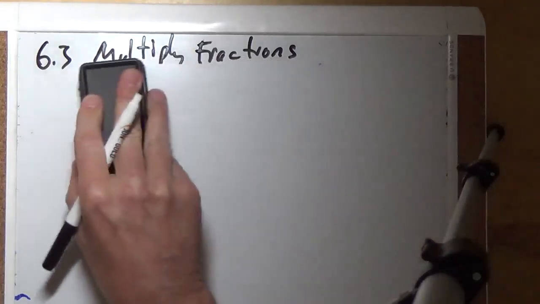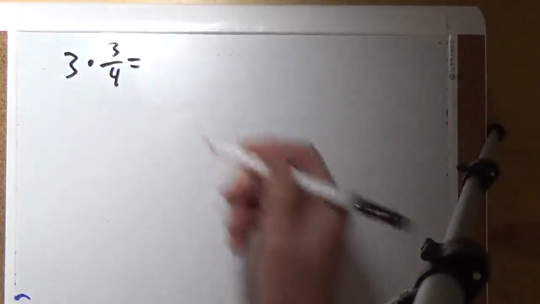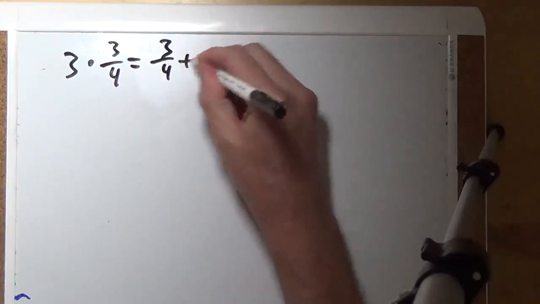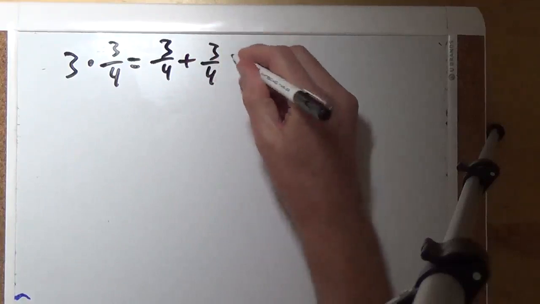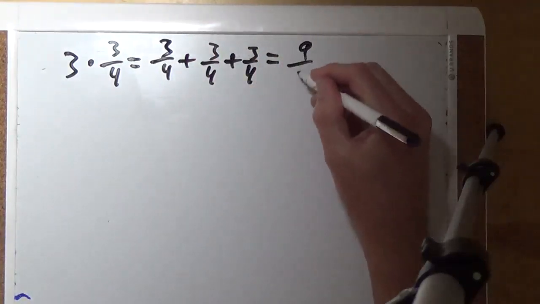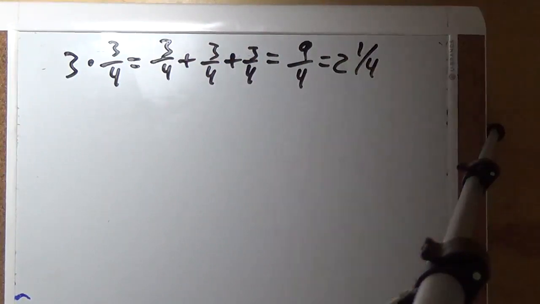So the book introduces this by doing 3 times 3/4. And this is set up nicely to just do repeated addition, 3 groups of 3/4. Add them together, 9/4, as the mixed number is 2 1/4. But what about 3/4 of 3?